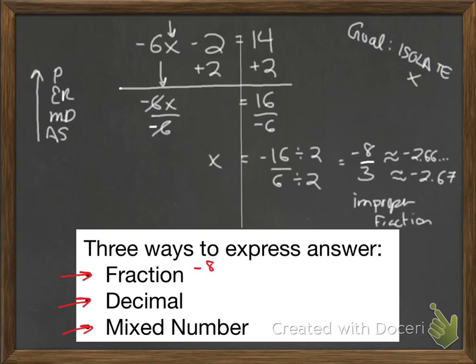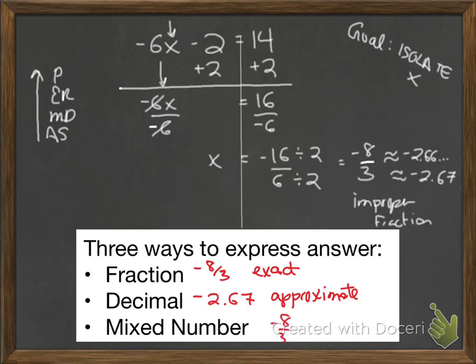So if I express this as an improper fraction, or negative 8/3, that is an exact answer. There's no rounding. Okay? If I try to write it as a decimal, so maybe negative 2.67, this is what is called an approximate answer. Because it's not exact, and I have to determine or guess the number of decimal points that I would want. Okay, the other way is, of course, to write it as a mixed number. So negative 8/3, 3 goes into 8 2 times, so that's 6, and then there's 2 left over. So I could also write it as negative 2 and 2/3.